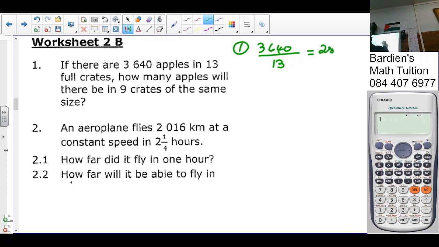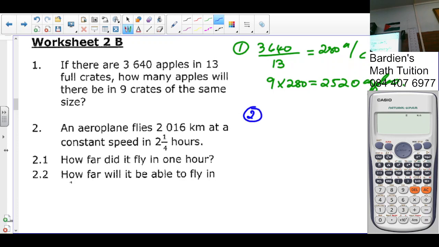Okay? So that gives us an answer of 280 apples per crate. Okay? So how many crates are you looking at? 9. So 9 times 280 is going to give us? 2,520. You guys understand? Okay.